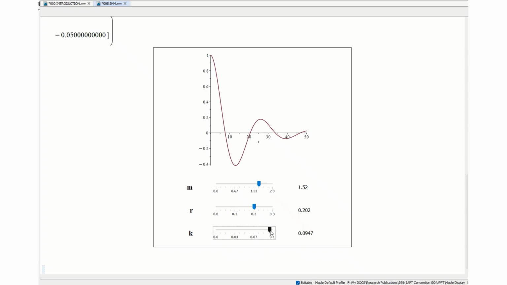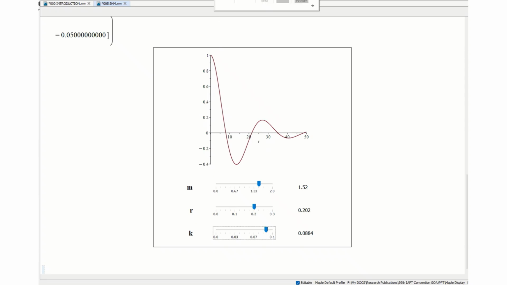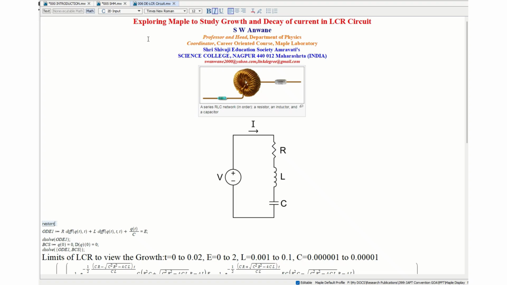So by playing with k, this interactive sense will develop a better understanding for the student about the equation that we have obtained out of the solution of the differential equation. Now the very similar equation that we have just learned, the damped harmonic oscillator, has a resemblance with growth and decay of current in an LCR circuit.